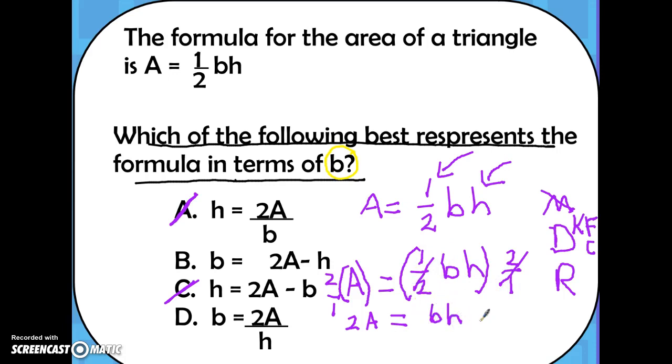So now we still divide because we have to get rid of the H. So we're going to put a division bar under both sides, divide by the H and get rid of it. And so our equation is B is equal to 2A over H. We want to make sure that we have the H on the bottom. That knocks out B, and our choice for the right answer is D.